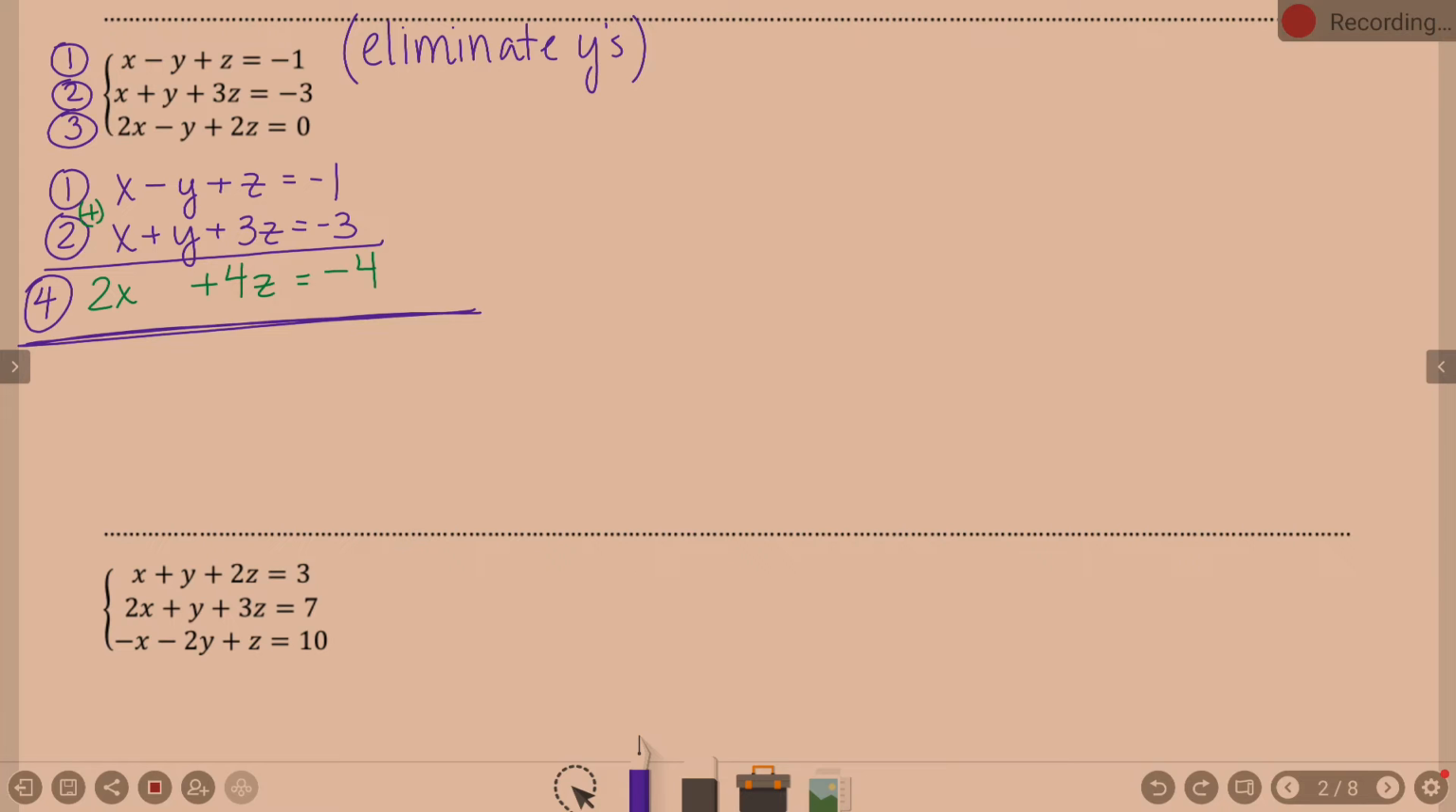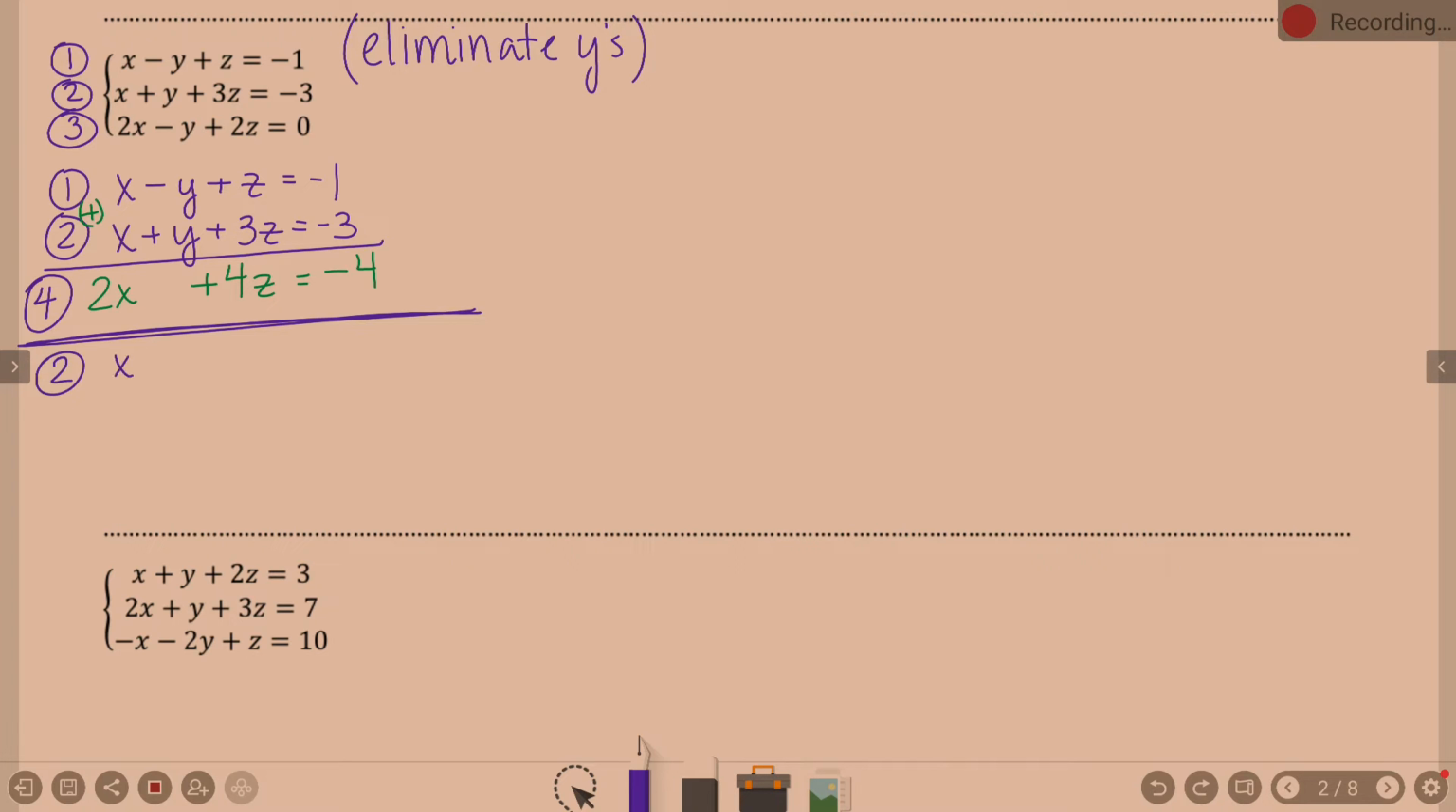So we're going to repeat this process, yes? We used equations 1 and 2 and found equation 4. We're going to pick a new combination and use them to find equation 5. 2 and 3. I like 2 and 3 because there's a positive y and a negative y.